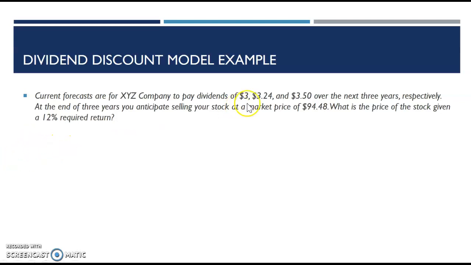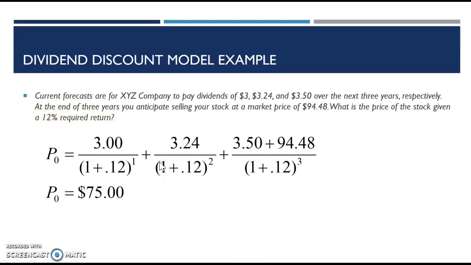All right, so how are we going to do this? We have expected future cash flows of $3 in year 1, $3.24 in year 2, $3.50 plus roughly $94.50 in year 3. We're going to discount all of those back to their value in year 0 at 12%. And this is showing it algebraically as 3 separate present value calculations. Note that the final dividend of $3.50 and the $94.48 are both received in year 3. That's why they're lumped together. Calculate the present values of all of them, add them up, you get $75.